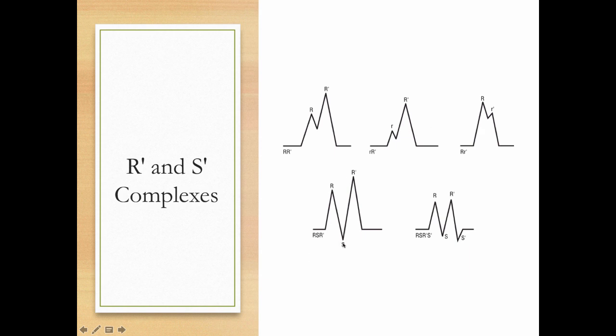Here we do have some S's that go below baseline, so we have some negatively deflected complexes. We have RSR prime: big R, big S, big R prime, because that's the second R. Here we have R, S, R prime, S prime. I don't know, that guy's having a bad day. I can't tell you who that guy is. He's having a real bad day.